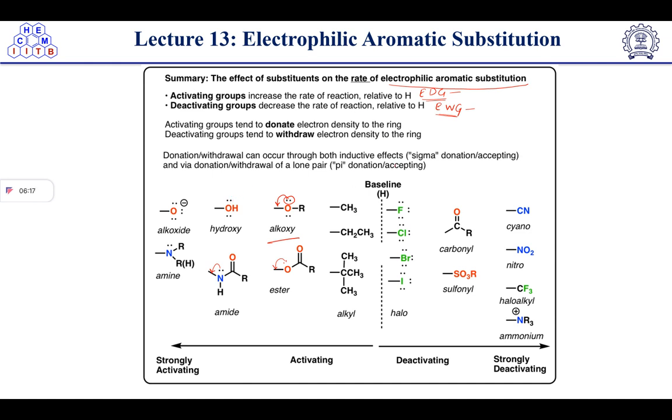And talking about the baseline ones, you can see here we have fluoride, chloride, bromide, iodide. So these are halogens, which will show the pulling effect. That means they will act as an electron withdrawing group, because these are highly electronegative atoms, and they do not show mesomeric effect. That's why they will show the inductive effect, minus I effect, right? Sigma accepting effect. So that's why these halogens are deactivating.